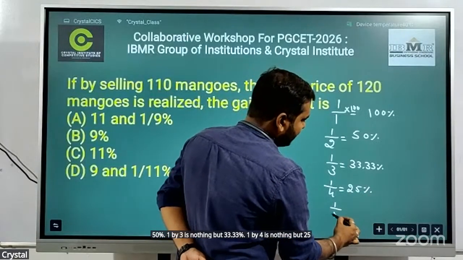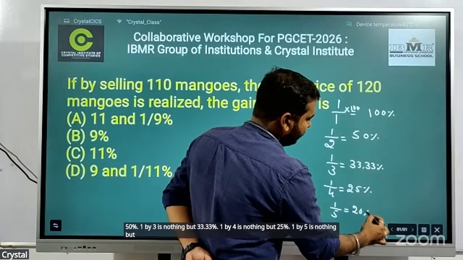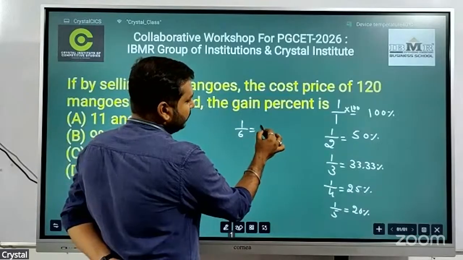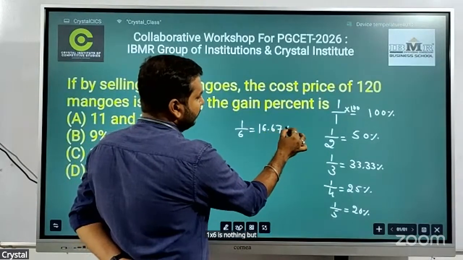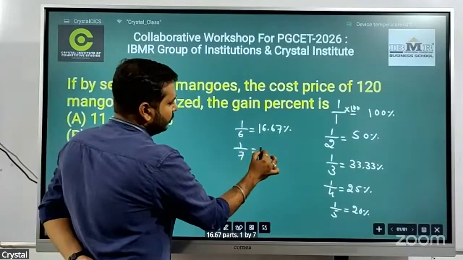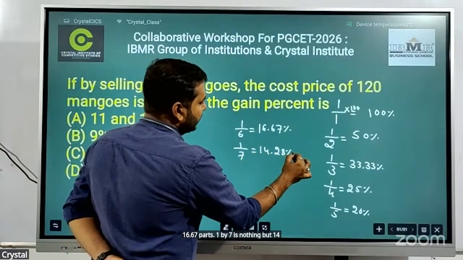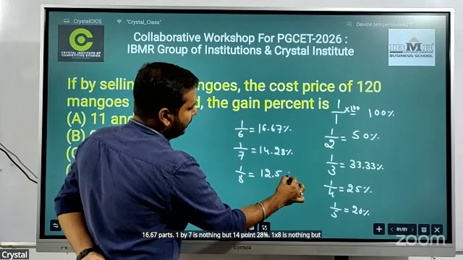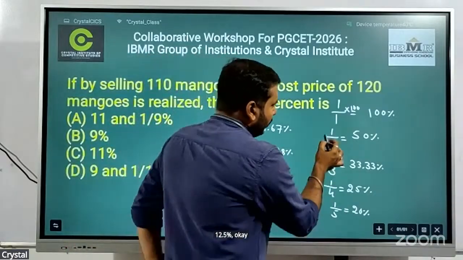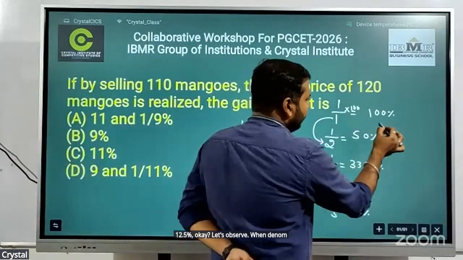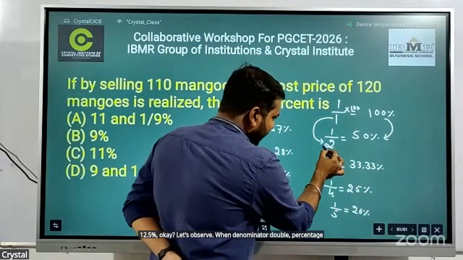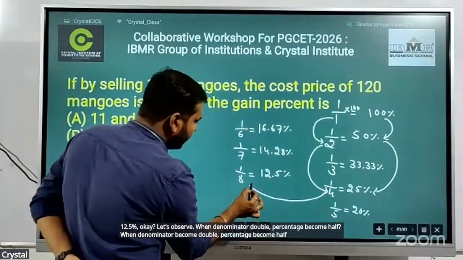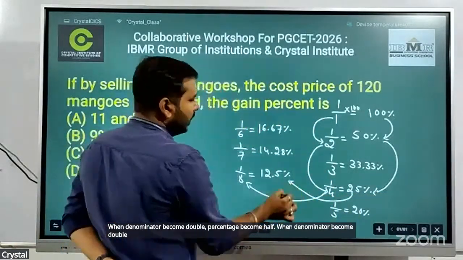1 by 5 is nothing but 20%. Correct? 1 by 6 is nothing but 16.67%. 1 by 7 is nothing but 14.28%. 1 by 8 is nothing but 12.5%. Okay, let's observe. When the denominator becomes double, the percentage becomes half.